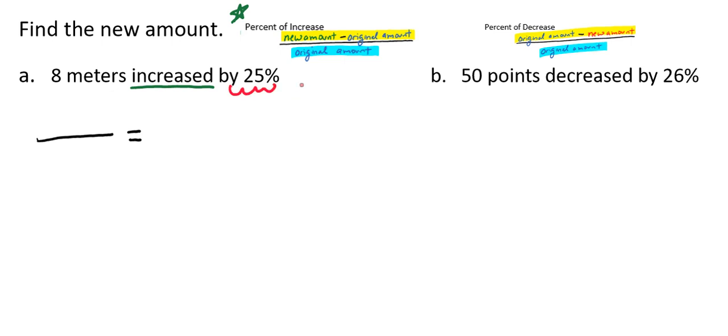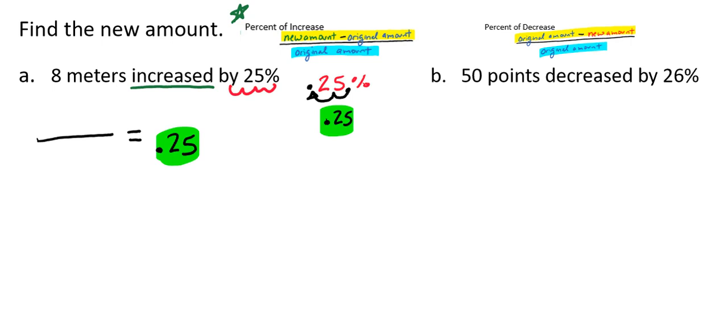So we need to take that 25% and we need to write that as a decimal. So we will take our decimal point and move it 2 times to the left, and put our new decimal. So 25% is actually 0.25. And so that's the number that we are going to write as our percent of increase. Okay, so our percent of increase becomes this number here.